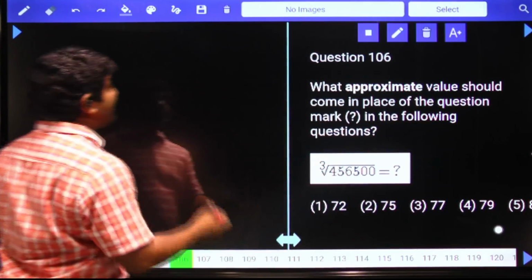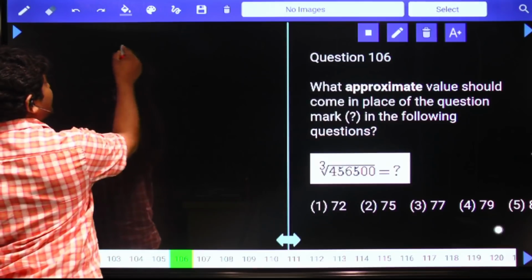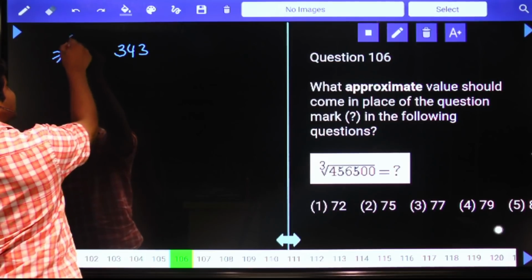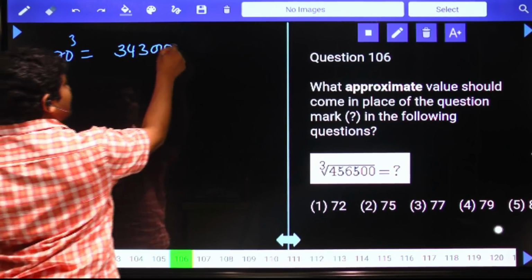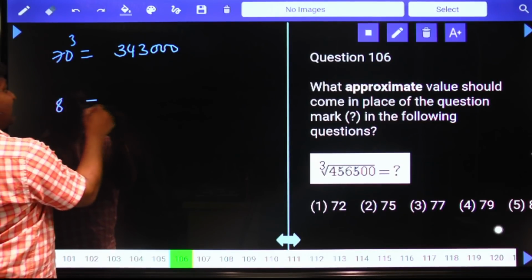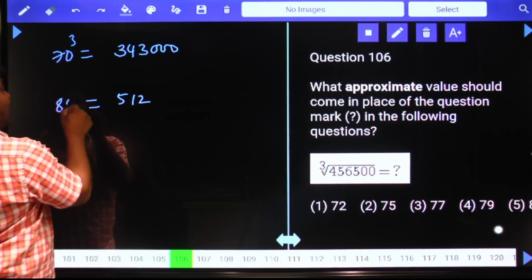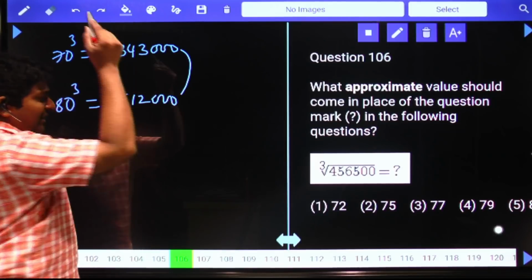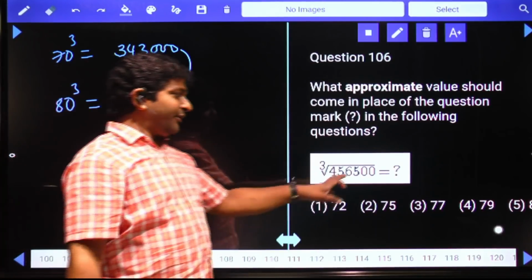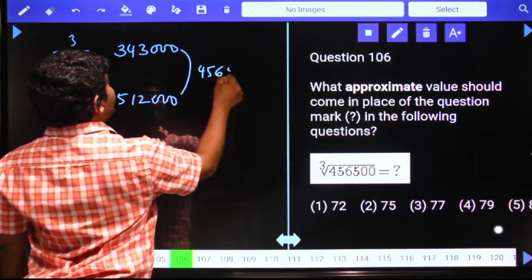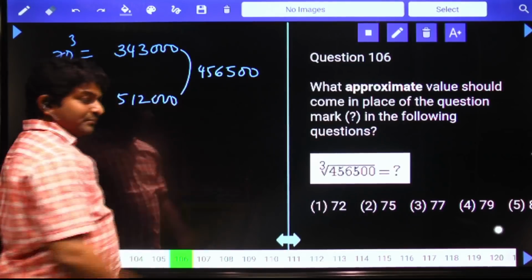Let's calculate 7 cube. What is 7 cube? 343. 70 cube in the sense, that is 3 more zeros. 8 cube in the sense 512. 80 cube in the sense 3 more zeros. Now our number is in between these two only: 4,56,500.